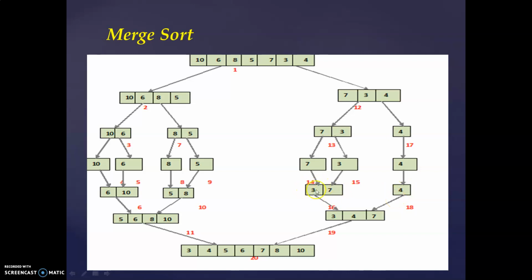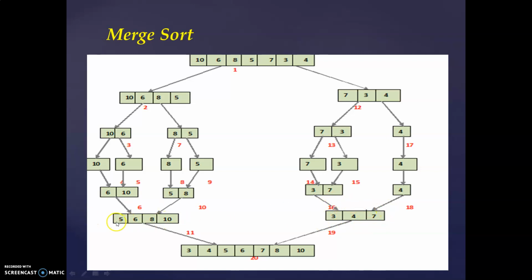Now the first element of the first array is compared with the first element of the other array. So 3 is compared with 4, 3 is already smaller, no changes there. The second element of the first array is compared with the first element of the array, that is 4. Yes, 4 is smaller than 7, so 4 is placed here and 7 is placed here. So the new sorted array becomes 3, 4 and 7.